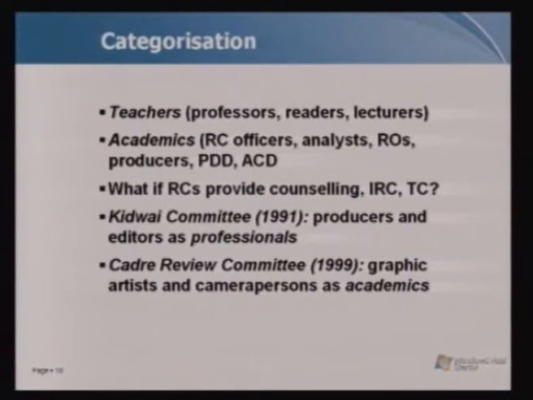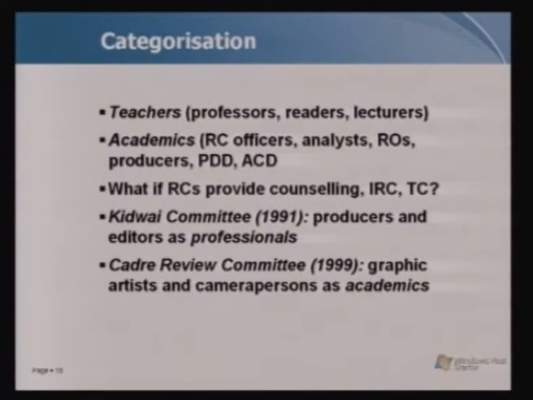Now let us look at the different categorization. Teachers therefore would be professors, readers, and lecturers, and today with this Chadha Committee report they would be assistant professors, associate professors, and professors. Academics would be our regional center colleagues, analysts, research officers, producers, planning and development division, academic coordination division people, and allied people who could be called academics. Therefore, the question arises, what if the regional centers provide counseling, interactive video counseling, teleconferencing? They are doing an academic activity, and therefore would you like to call them teachers?